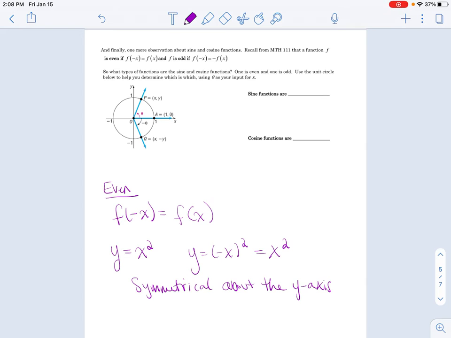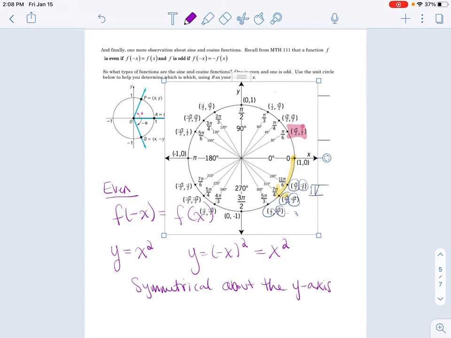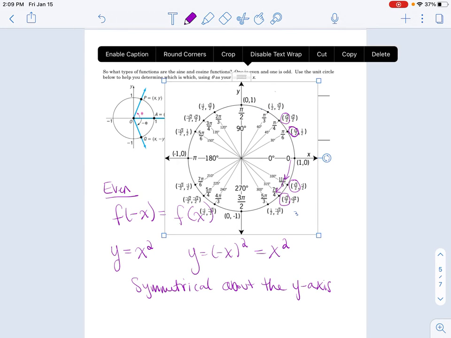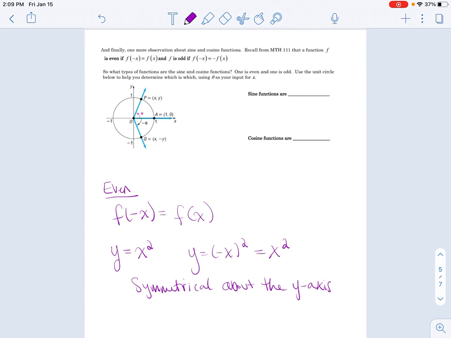So thinking about that, let's pull up that beautiful unit circle again. Look here, when you do cosine of pi over 6, we get out root 3 over 2. But when we do cosine of negative pi over 6, wait a minute, we still get the same value. Positive pi over 4, we get root 2 over 2. But negative pi over 4, we also get root 2 over 2. So this is why cosine functions are even.